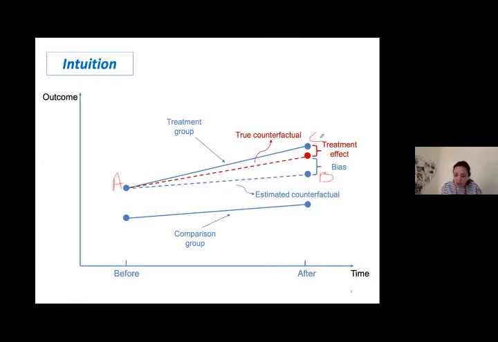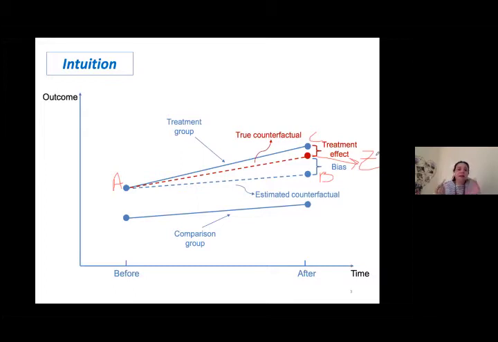However, maybe this large difference between C and D is biased, because the blue dashed line is the estimated counterfactual, while the true counterfactual is the red dashed line. So the treatment effect is much lower, if I call this point Z. The treatment effect is the difference between Z and C, while what I estimated is the difference between B and C.